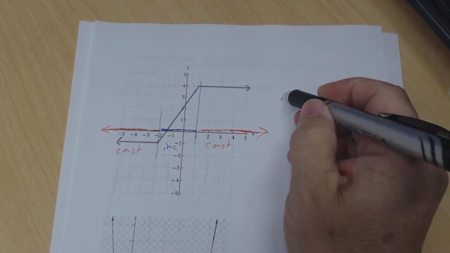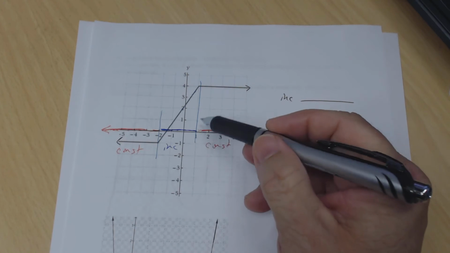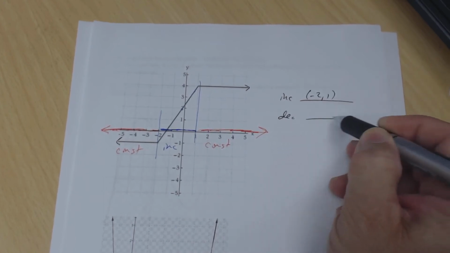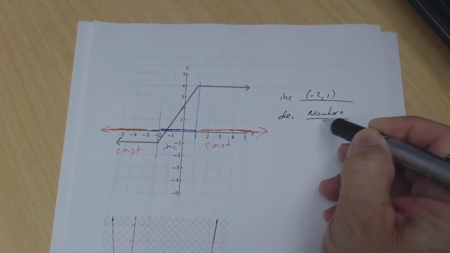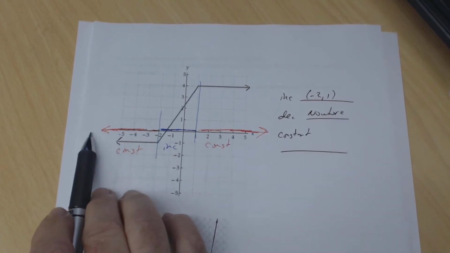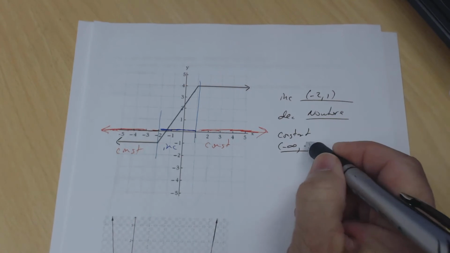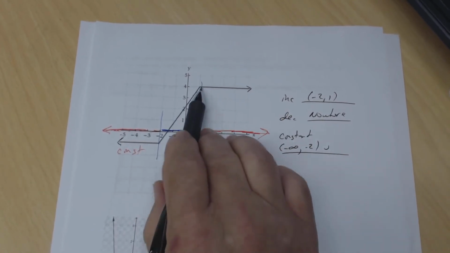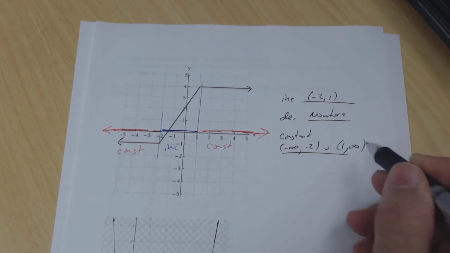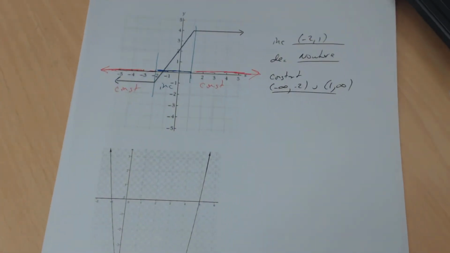All right, so let's do increasing. So it's increasing from negative 2 to 1. Decreasing, nowhere. Constant in 2 places, 2 intervals I should say, from negative infinity to negative 2, union, and then from x equal 1 to infinity. Okay, next one, the last one.